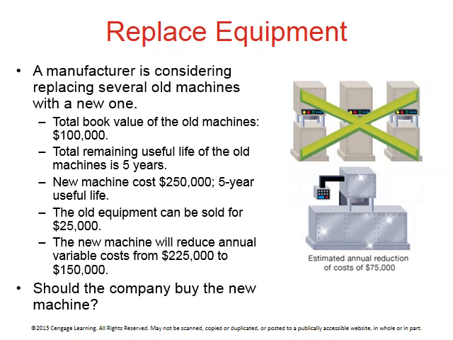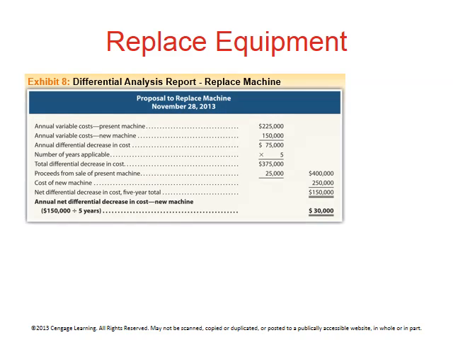Should we buy the new machine? So let's run our differential analysis. So our annual variable cost for the current machine is $225,000. Current variable cost for the new machine would be $150,000. So our cost decrease would be $75,000 a year. We know that there's 5 years of useful life, so our total decrease in cost over 5 years would be $375,000.